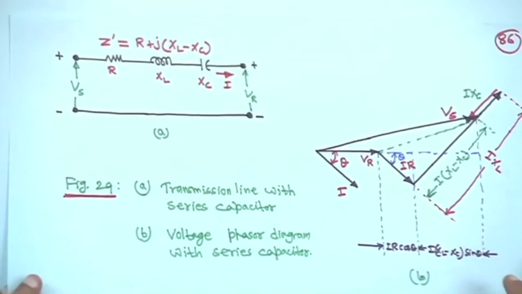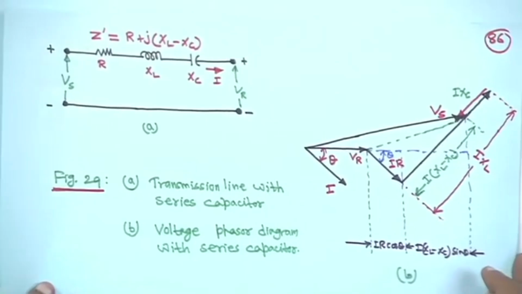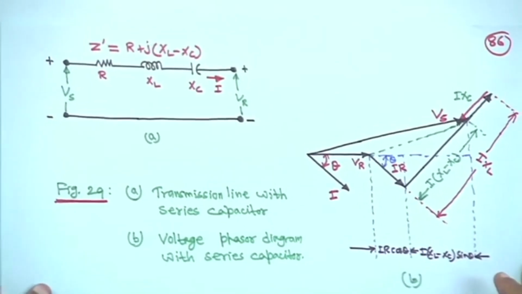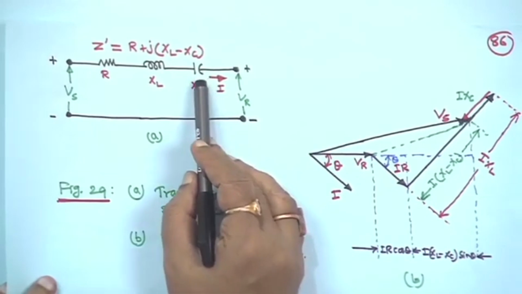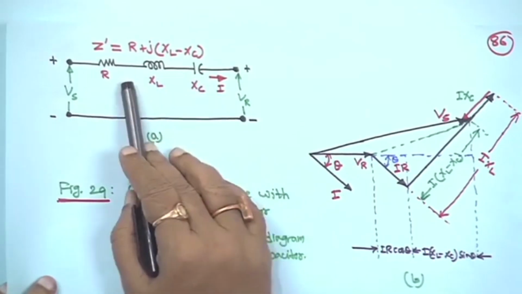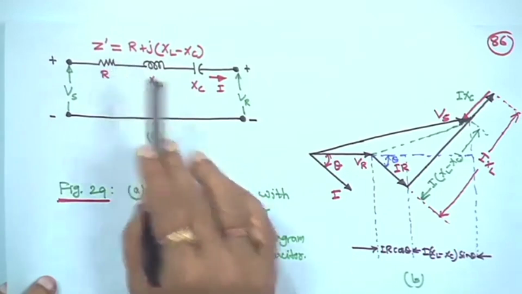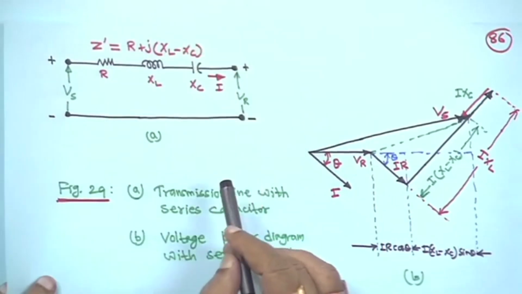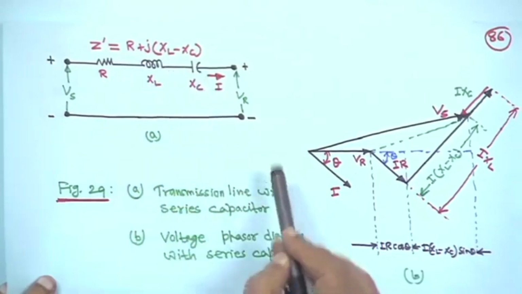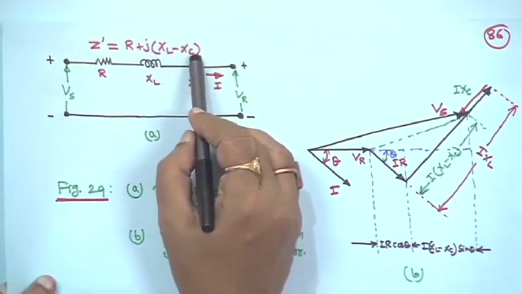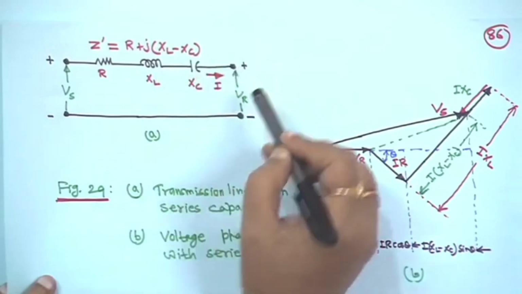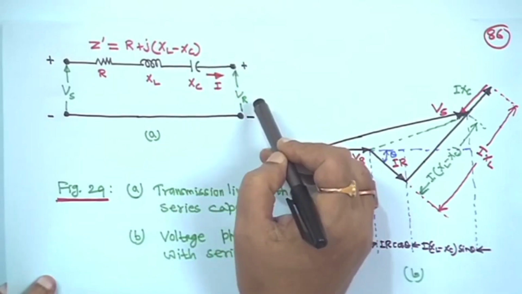I will tell you one thing, you find out the reason. Generally a series capacitor is analogous to a voltage regulator, so find out why. The series capacitor is in series with the line. So the impedance Z dash: when the capacitor was not there, Z is equal to R plus jXL, now it will be R plus j(XL minus XC). Because of this XC, the XL minus XC component will reduce, naturally the voltage drop will reduce. Hence the receiving voltage will be better, it will be improved.